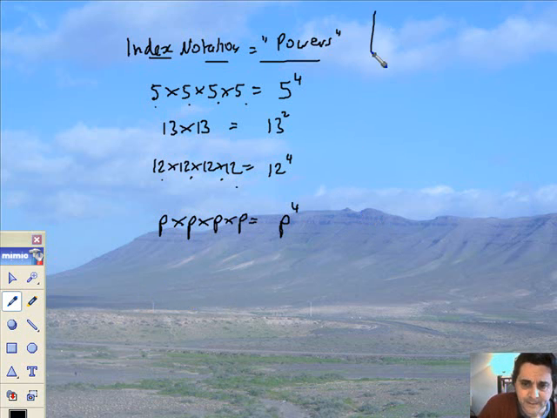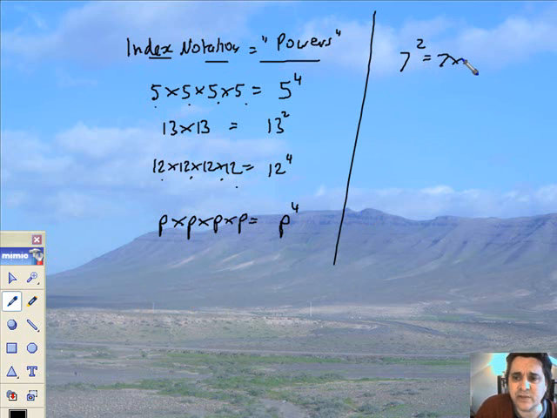Right, question 2. Working over this side. Work out the value of each of these. Here we go. 7 squared means 7 times 7. You know that. And therefore 49.